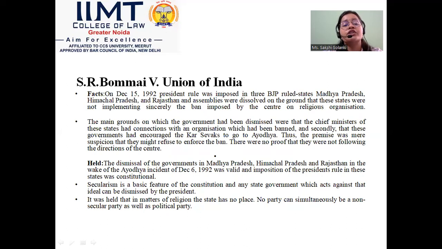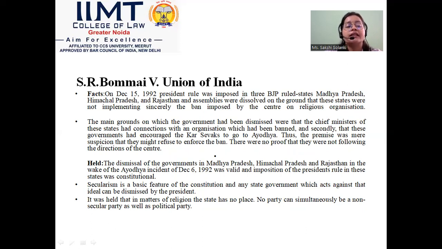The main ground on which the governments had been dismissed was that the chief ministers of these states had connections with an organization which had been banned, and secondly that these governments had encouraged the Kar Sevaks to go to Ayodhya. Thus the premise was mere suspicion that they might refuse to enforce the ban. There was no proof that they were not following the direction of the center. So this was done on suspicion, not with proof in hand.